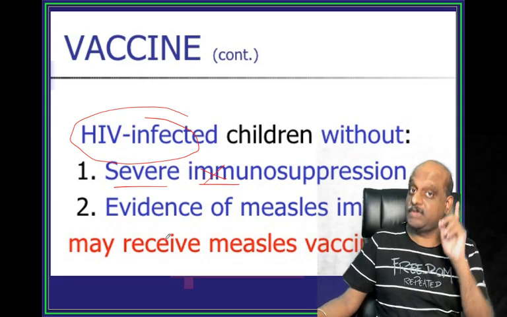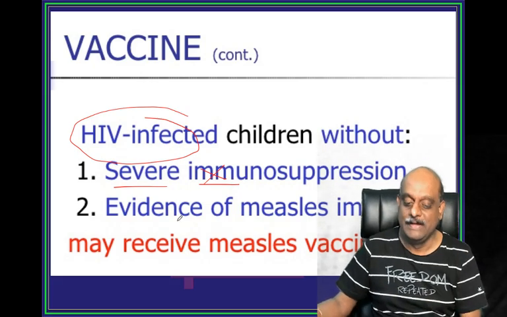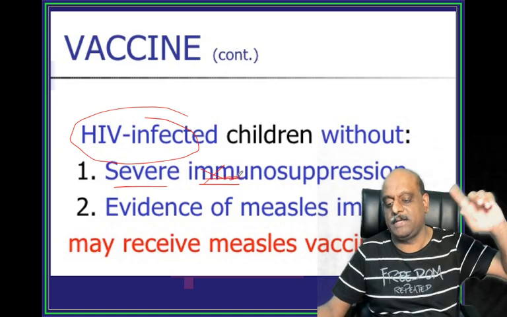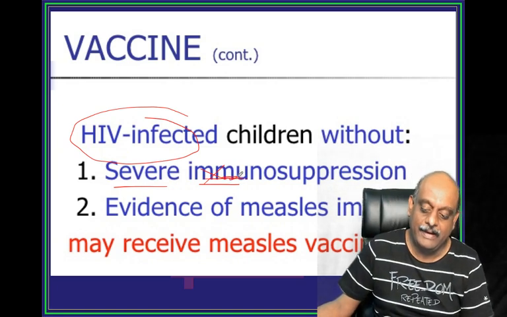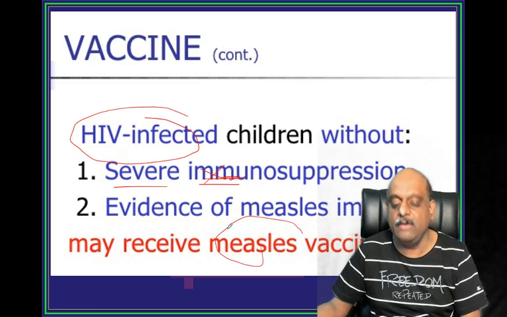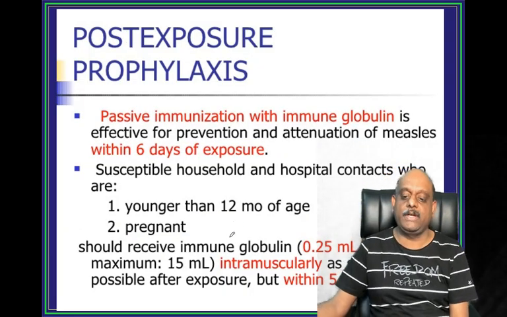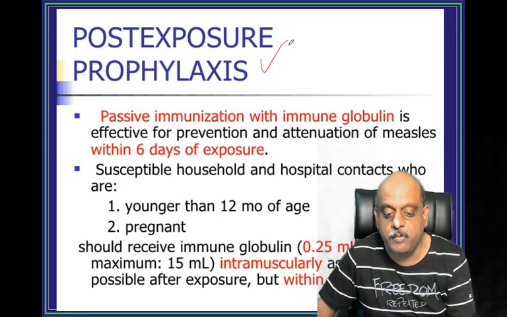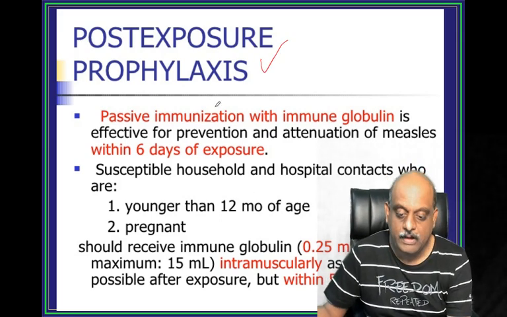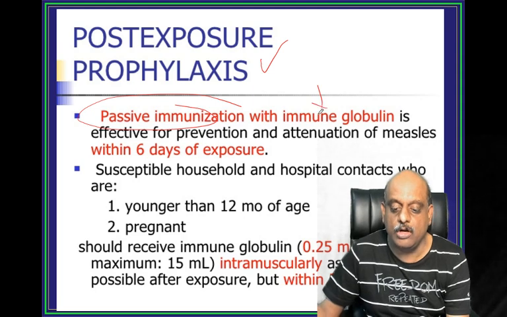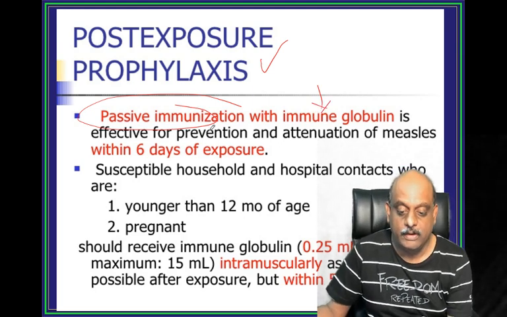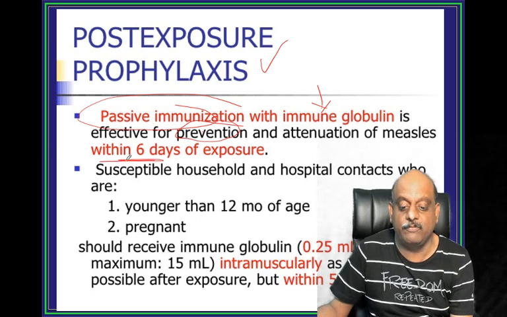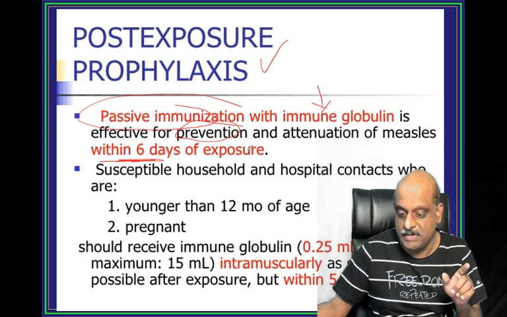Yes sir, we can give it to an HIV infected child without any severe immunosuppression. He can receive the measles vaccine is what you need to remember. So what is the post-exposure prophylaxis? Passive immunization with immunoglobulin is effective for prevention and attenuation of measles if you happen to give it within 6 days of exposure.